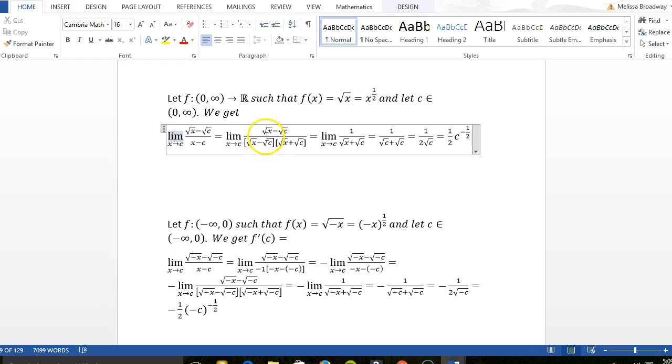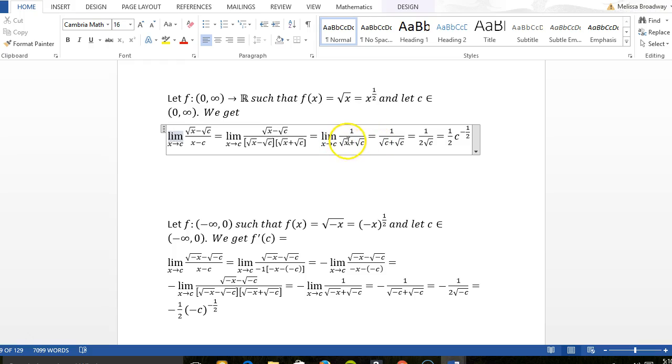But anyway, you can cancel this. Now you can cancel the numerator with this guy here, and you just get the limit as x goes to c of 1 over radical x plus radical c. But no, that was the beauty. That was the golden step, when we canceled this term with this term.